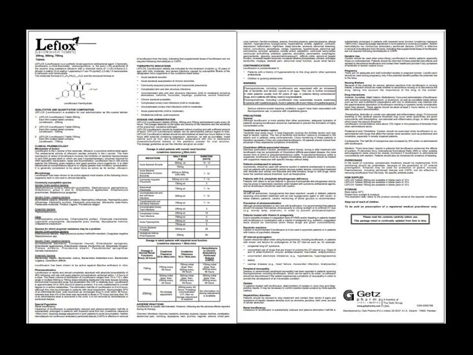Special population: renal insufficiency. Clearance of levofloxacin is substantially reduced and plasma elimination half-life is substantially prolonged in patients with impaired renal function, creatinine clearance less than 50 ml per minute, requiring dosage adjustment in such patients to avoid accumulation. Neither hemodialysis nor continuous ambulatory peritoneal dialysis is effective in removal of levofloxacin from the body, indicating that supplemental doses of levofloxacin are not required following hemodialysis or continuous ambulatory peritoneal dialysis.